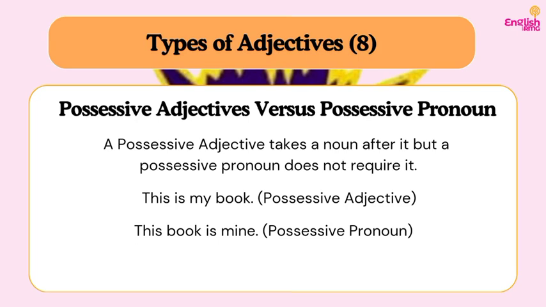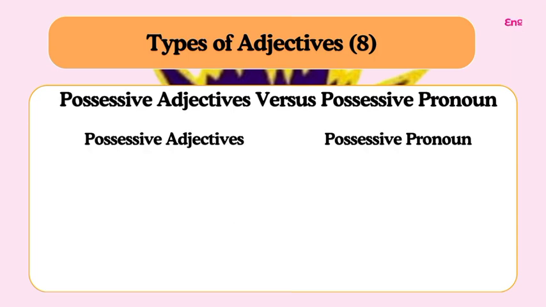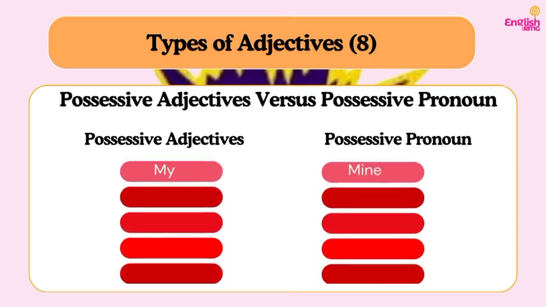For example, this book is mine. Mine already means my own. That is a possessive pronoun. Do you understand? So when you see questions on mine, ours, yours, it is not a question on adjectives, it's a question on pronouns. So let's look at other examples.